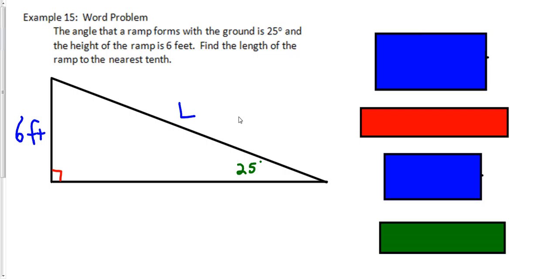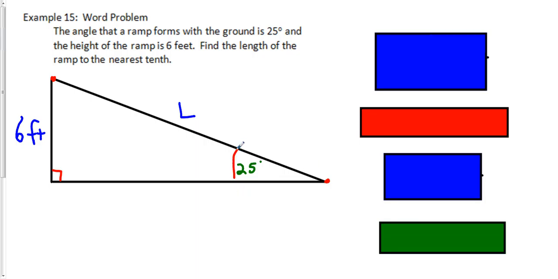This is what the ramp is going to look like. Now the ramp goes from the top all the way down to the ground. And we know that it makes a 25-degree angle right here with the ground, and that it's 6 feet high. We don't know how long it is on the ground here, and we don't know how long the ramp actually is. But we're essentially designing the ramp here, so we're figuring out how long we need the ramp to be so that it would reach 6 feet high at 25 degrees.